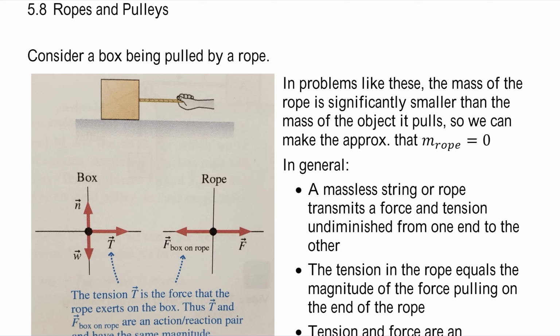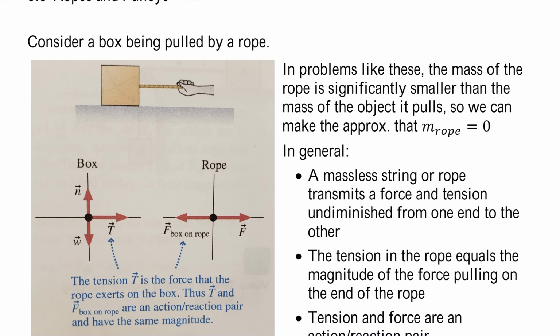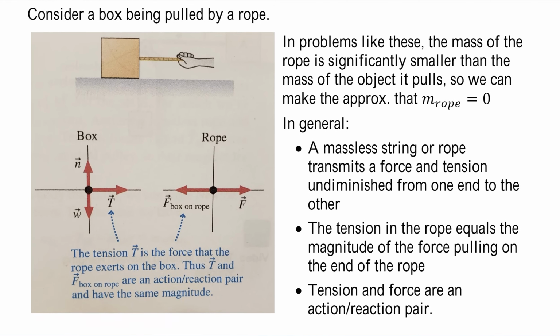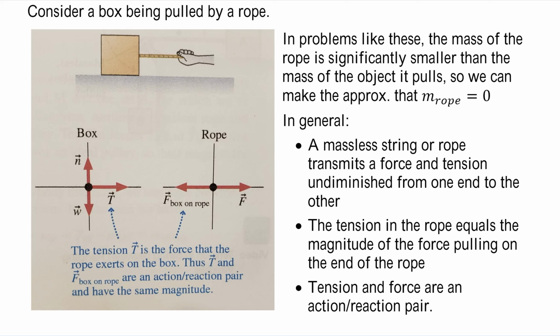So section 8 is about ropes and pulleys. Consider the box being pulled by a rope.